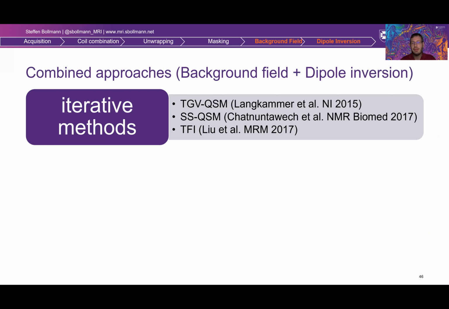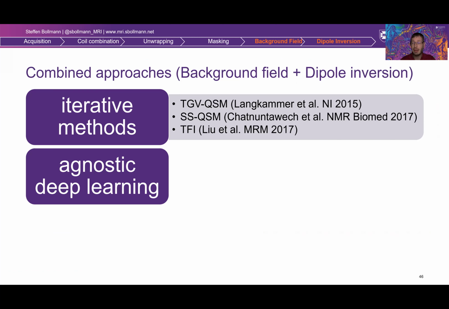In the iterative methods, we have the examples TGV QSM, single step QSM, and total field inversion. So they are really good techniques that combine background field correction and dipole inversion. Also, deep learning has also tried to do this. There is one technique there that's called auto QSM that combines this whole learning problem and just tries to solve the whole background field and dipole inversion in one step. And hybrid methods are also already in this space, and we present from our group one work at this ISMRM, which is called Next QSM, which is a data consistent solution for the background field and dipole inversion.